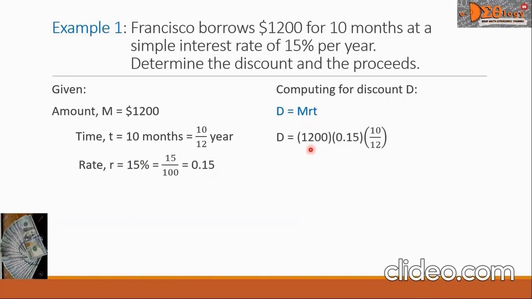Doing the substitution now, we will have the M is now changed into 1,200. Our R is 0.15. And the time is 10 over 12. Let us use our calculator to simplify the product, and we will have 150. This is the discount. We will put our dollar sign. Next is the computation for proceeds P.